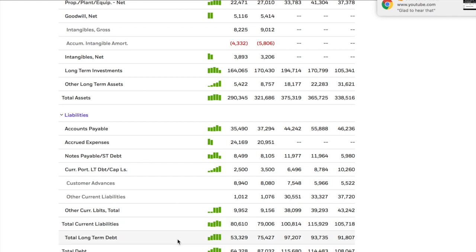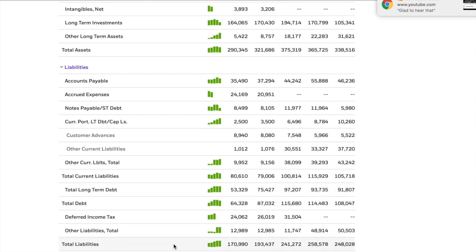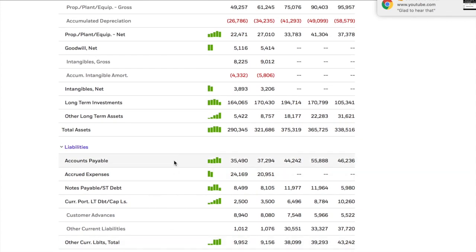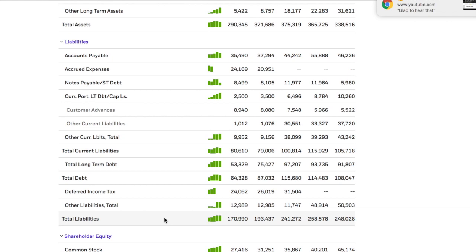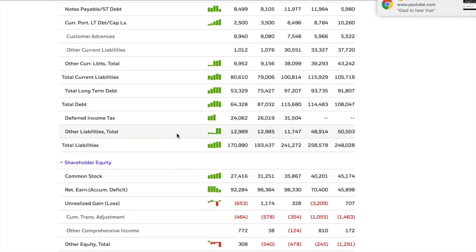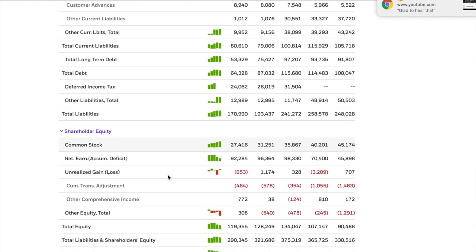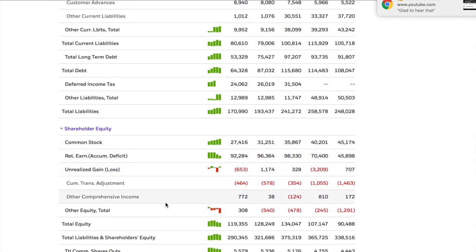Long-term debt is how much long-term debt the company holds. Then the total debt of the company. Right here, you've got the total liabilities. Right under the total assets, you've got the total liabilities. If you subtract liabilities from assets, you're going to get shareholders' equity. This is going to break it down into common stock, total equity in the company, and all the other great stuff.